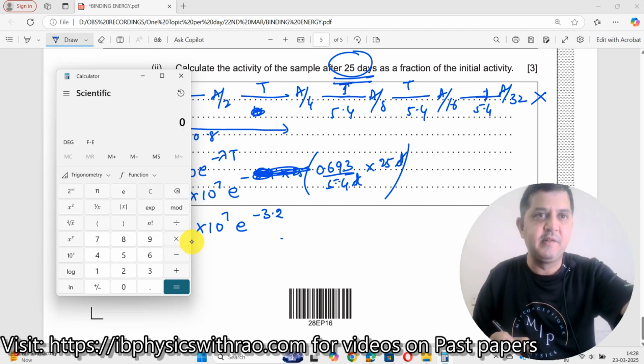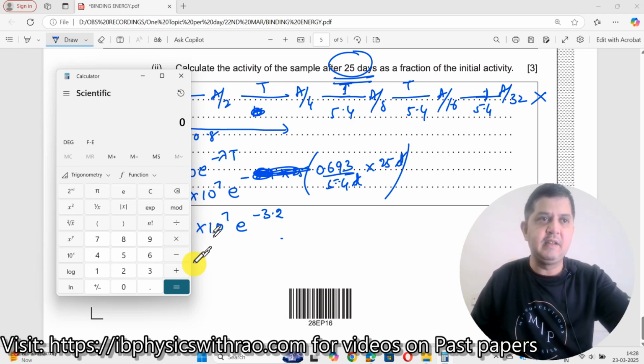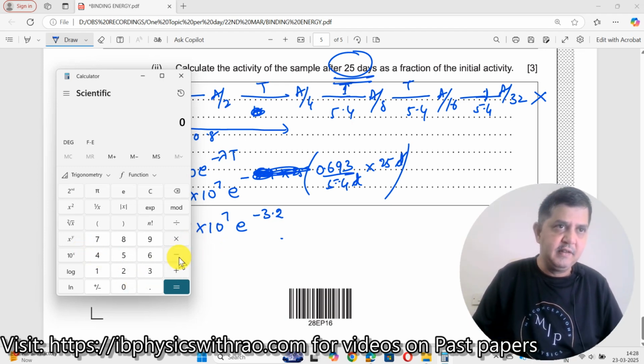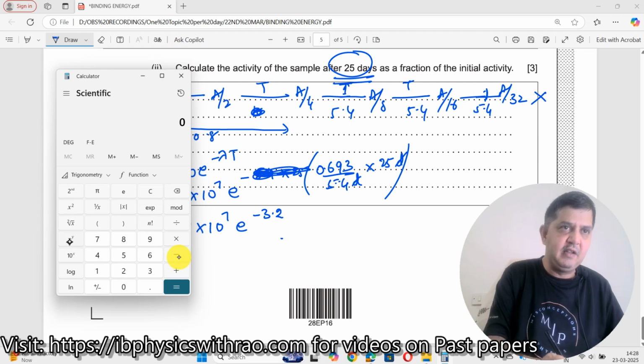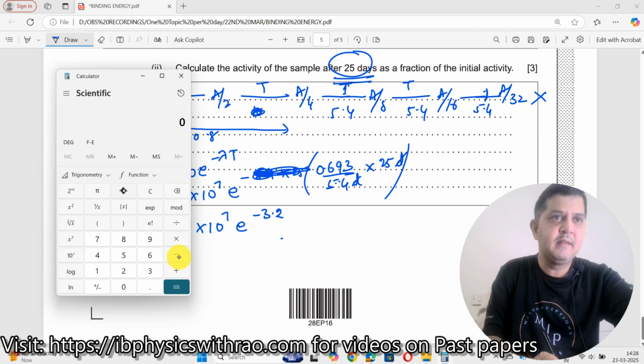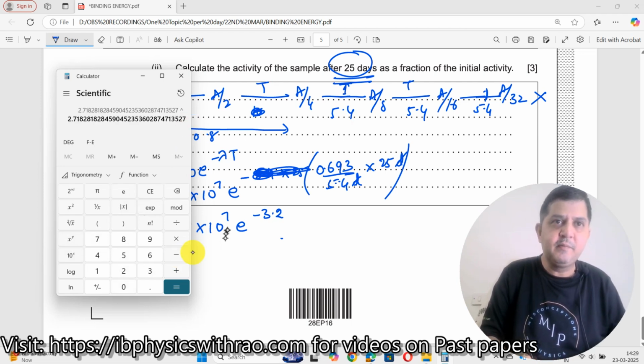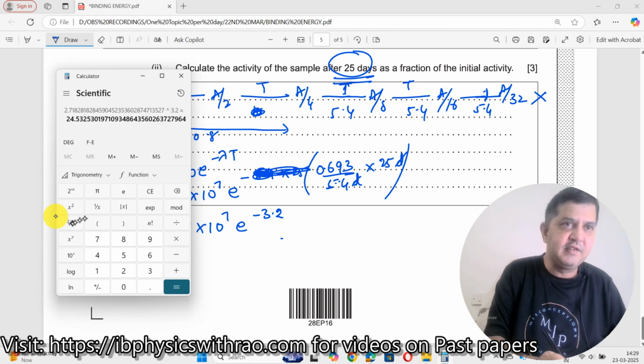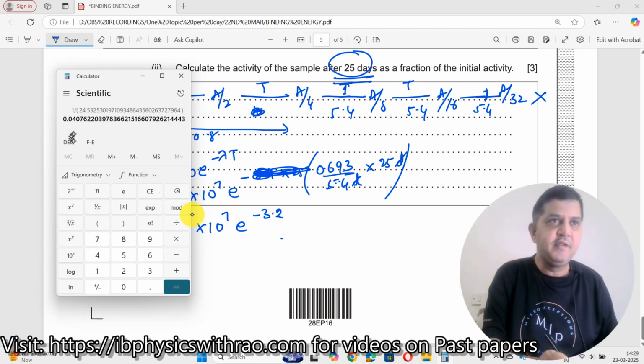I'm sorry, I made a mistake over here. We'll do one thing. First, e power 3.2 I will do. So e is nothing but 2.718. I'll use this one here, x to the power of, e to the caret is there, 3.2. When I do this, I get this one. Then I will take the reciprocal of this. I get this as 0.0407.